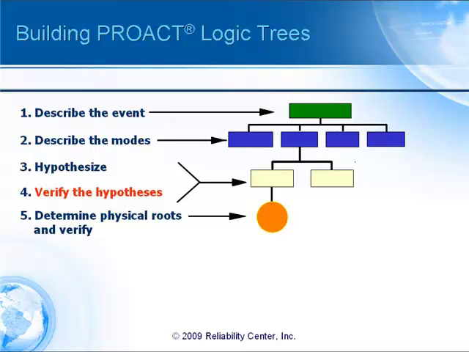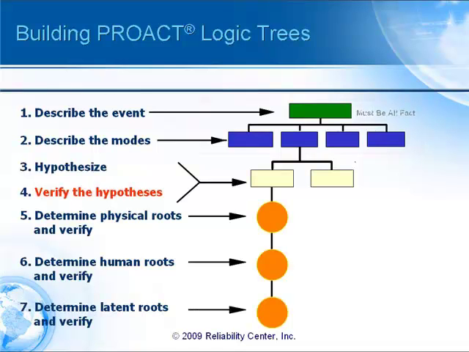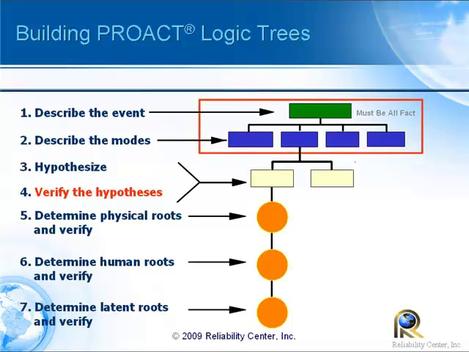Once we get past the physical roots, what happened, what physical conditions existed, we can get to the human roots, the decisions or reasons behind how physical conditions result. But we want to go past the human roots and not just stop there, because we really want to understand how these human decisions could be made, the way that they do get made. And we do that by determining the latent roots, the system or organizational roots that are responsible for human decision making. And at each step, we verify the process.